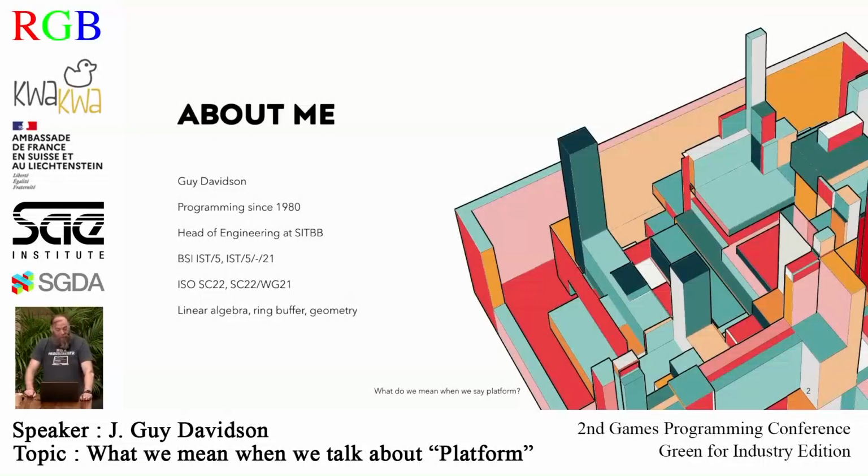IST/5/21 is the British Standards Institute's C++ panel, one of the programming languages, and I've been serving there for a while. ISO SC22, that is the international Geneva-based worldwide programming languages group, SC22/WG21, you might know as the C++ Standards Committee, on which I serve. I'm interested in linear algebra. I've been trying to get a ring buffer into the standard for a while. I would like to get geometry into the standard.